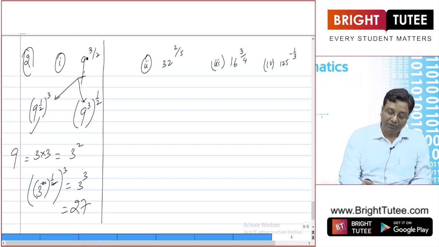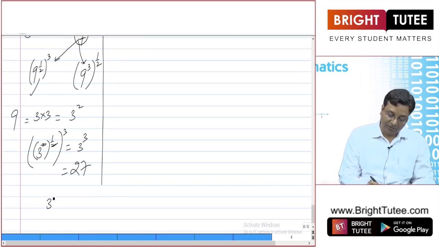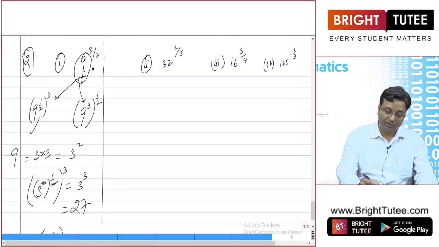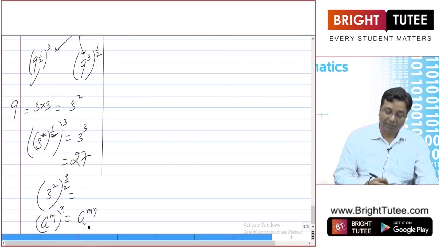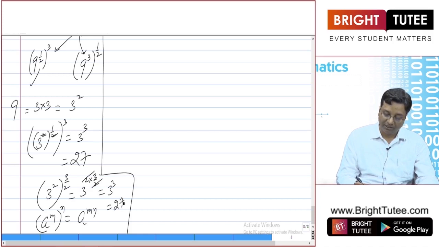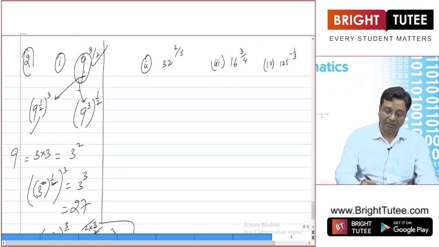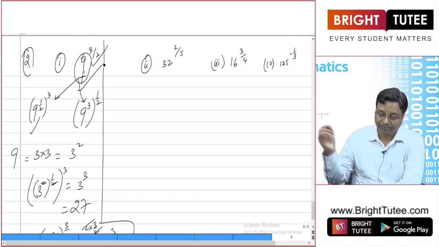So if you think about 9, you can think about it like 3 squared, and it is raised to 3 by 2. When you club these using the rule that a raised to power m raised to nth power can be written as a raised to power mn, 3 squared raised to 3 by 2 can be written as 3 cubed, which is nothing but 27. So 27 will be your answer for the first part.